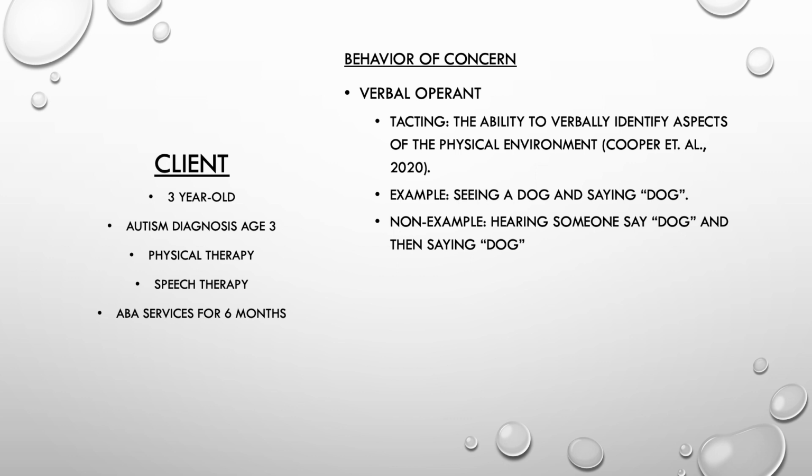Tacts have a nonverbal SD. The SD is seeing the item. Tacting is the ability to verbally identify aspects of the physical environment. Tacting is something we do in our everyday lives without realizing it. Tacting is simply naming what you see in the environment. An example of this would be a child seeing a dog and saying, "dog." A non-example would be if a child heard someone say dog and then said dog.